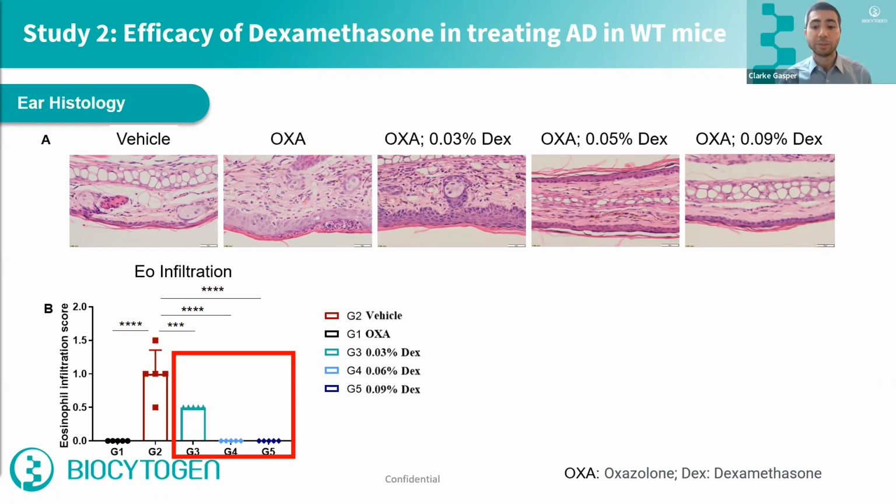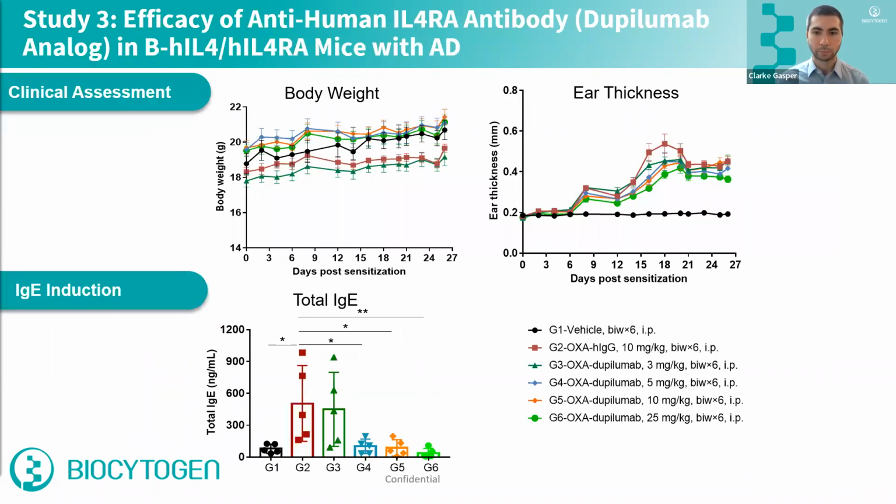The eosinophil infiltration score in the skin was also significantly lowered in the dexamethasone treated groups. And overall, dexamethasone improved atopic dermatitis related symptoms, with the high concentrations having the most efficacy.